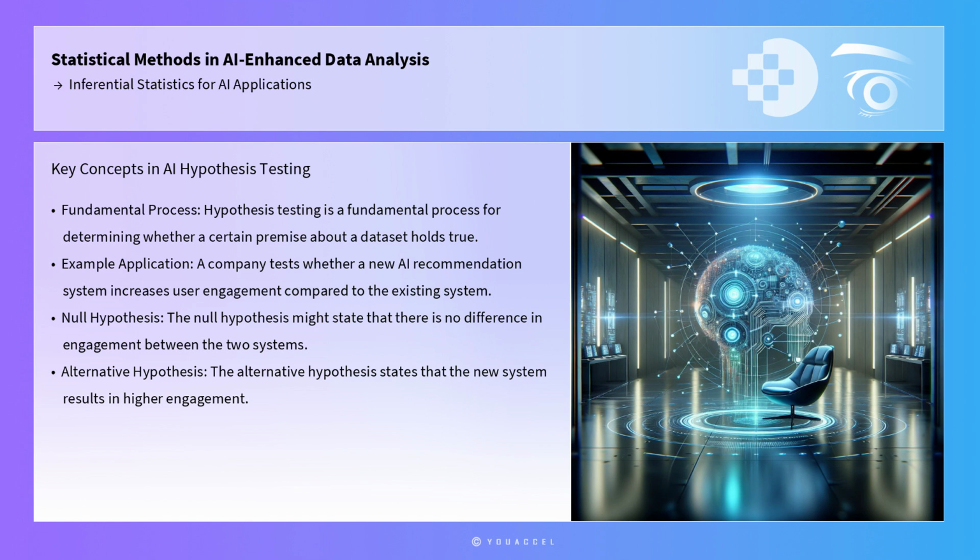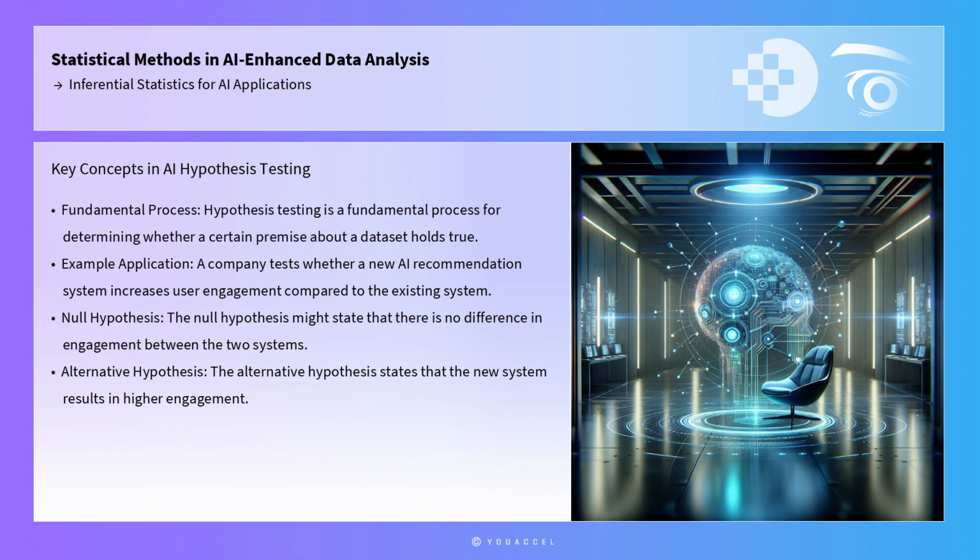For example, suppose a company is testing whether a new AI-driven recommendation system increases user engagement compared to the existing system. By employing a hypothesis test, the company can systematically assess whether observed differences in user engagement metrics are statistically significant or merely due to random chance.